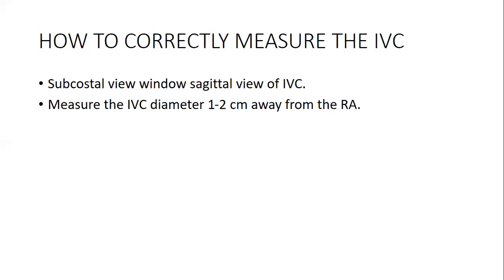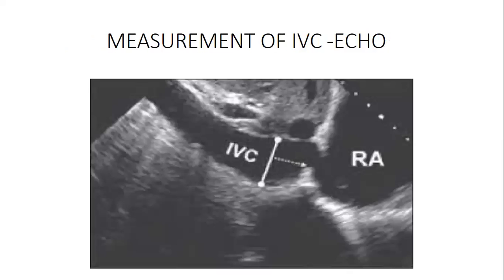The question is, how are you supposed to do it, and why should you do it away from the right atrium? So this is where you measure. This is our right atrium. We are using the subcostal image. The distance from here to there should be approximately 1 to 2 centimeters. So you measure from here up to here. This is the diameter and how you measure.